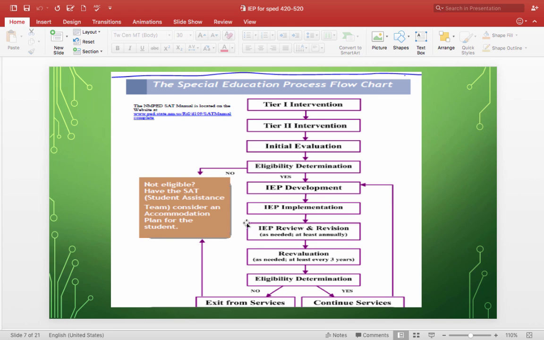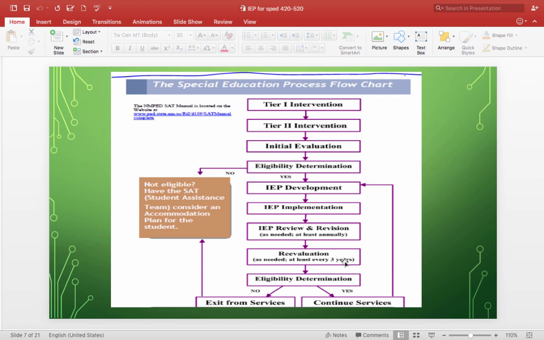Then, every once in a while, we're going to have to review and revise that IEP. It needs to be done annually, because if they don't need it revised, then why do we have it? That's always been my question, okay? We also need to reevaluate at least every 3 years.